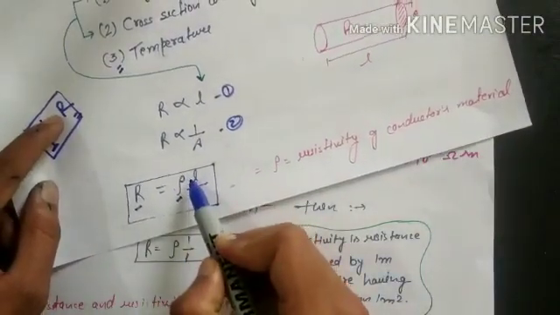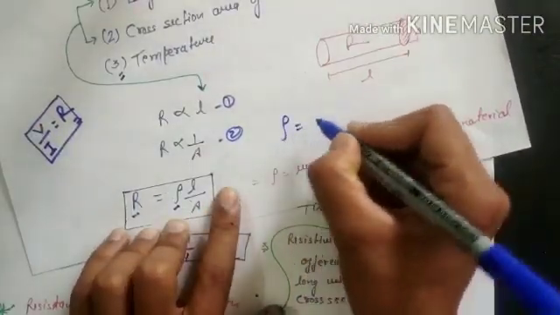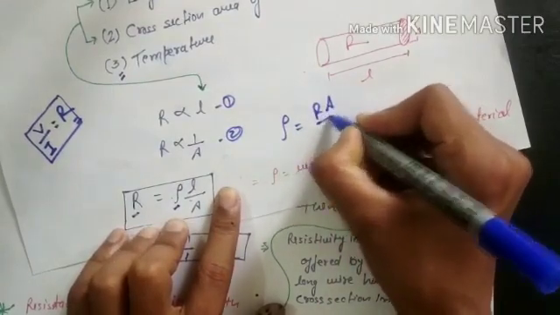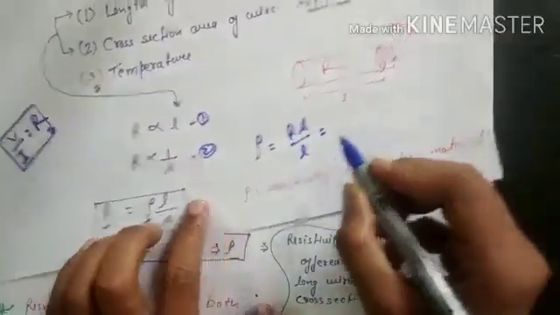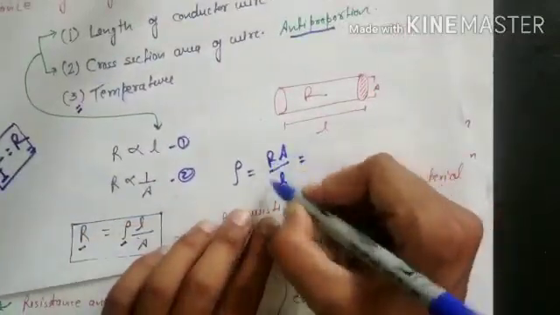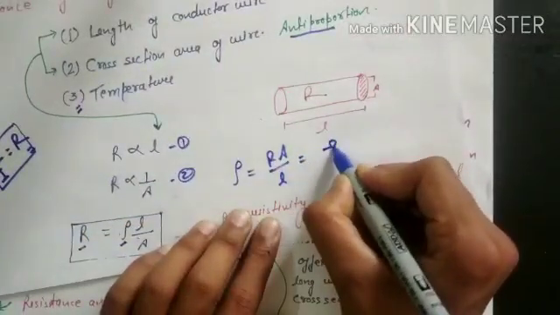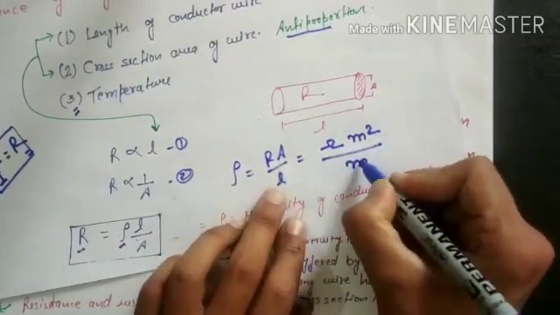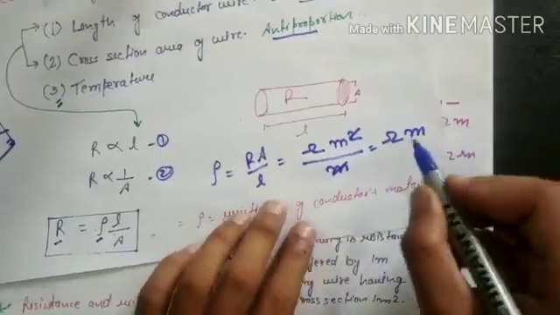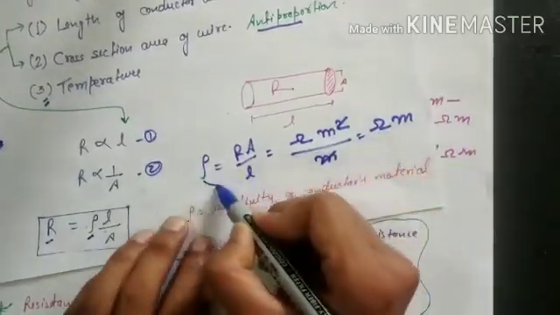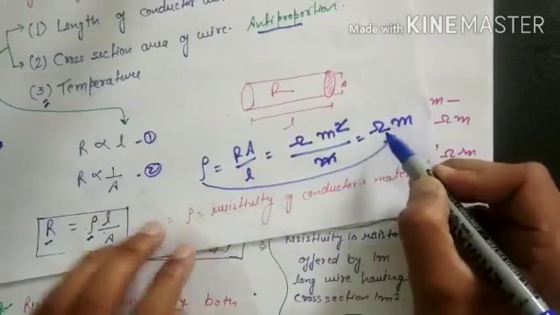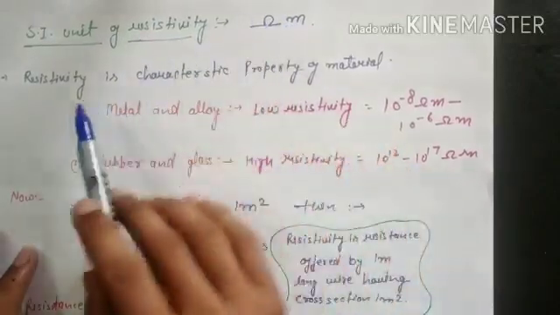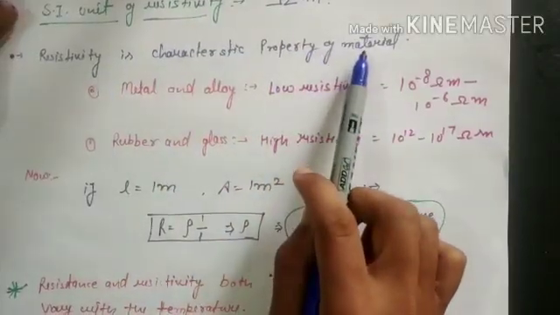if you separate rho from this equation, you get rho equals RA over L. If you put in the SI units of these three physical quantities, then R has ohm, cross-sectional area has meter squared, and length has meter. So meter cancels with meter squared, and the final result is ohm meter. So the resistivity will have the SI unit ohm meter. Here we have the SI unit of resistivity as ohm meter. It is a characteristic property of a material.